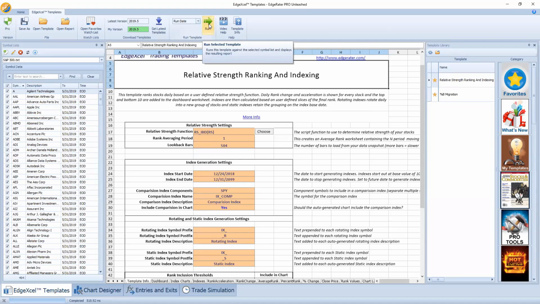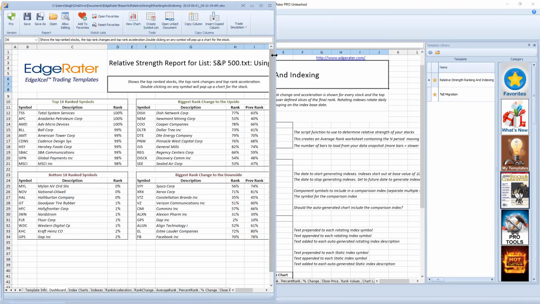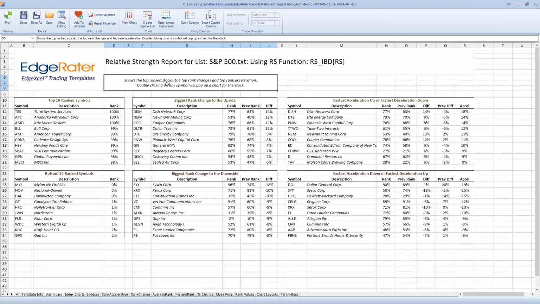So I'm just going to run this template on the S&P 500. You can see it's going and churning through the data. And it ends up producing a report like this. So this is called the dashboard. If you look at the bottom part of the screen, you see there are various worksheets within this report that have been calculated and produced by the template. We're going to touch on all of these. So it's very different to a lot of the templates that only produce a one report type of worksheet. There's a lot of different calculations and things going on in here.